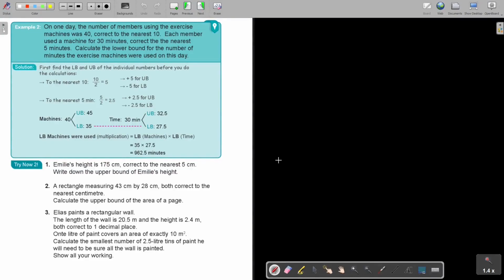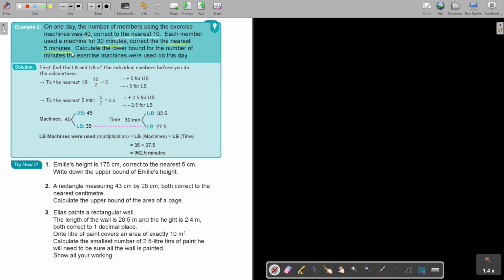Let's continue with example 2. On one day, the number of members using the exercise machine was 40, correct to the nearest 10. Each member used the machine for 30 minutes. Okay, so this was 40. This was for 30 minutes, correct to the nearest 5 minutes. Calculate the lower bound for the number of minutes the exercise machines were used on this day.